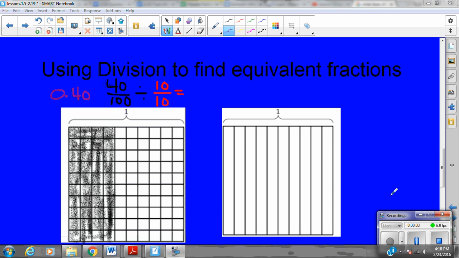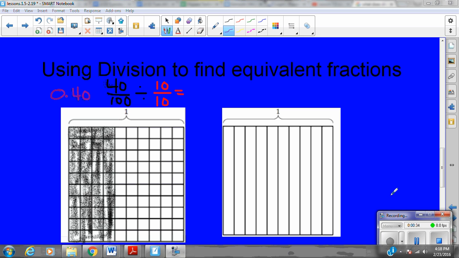Using division to find equivalent fractions. Today, the fractions we're talking about just happen to be decimals. We know that decimals are fractions, but the difference between a decimal and a fraction is a decimal comes in powers of 10: tenths, hundredths, thousandths, and so on. So it's one thing divided into 10 or 100 or 1,000 and so on, different pieces. So we're finding an equivalent fraction that also happens to be a decimal.